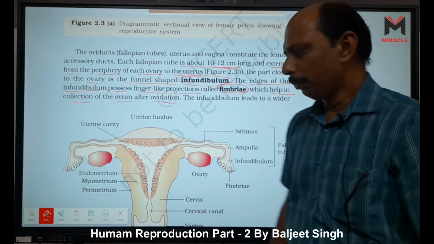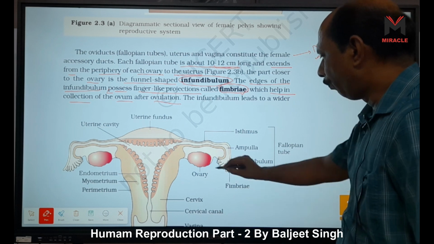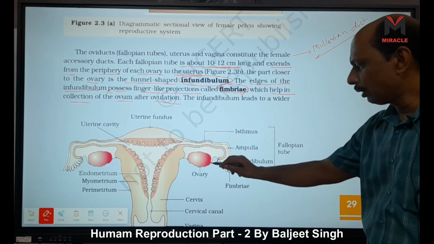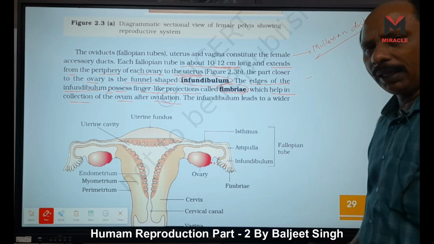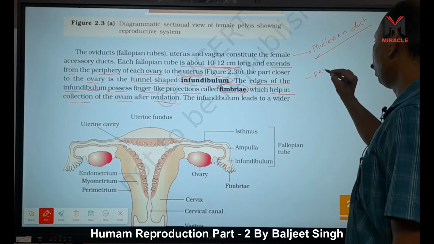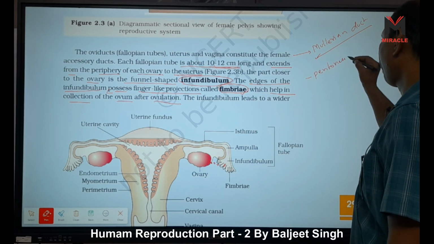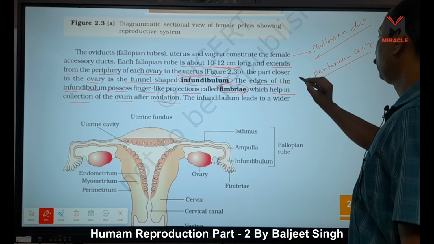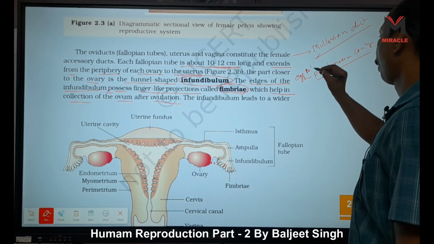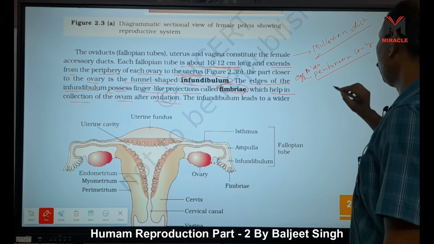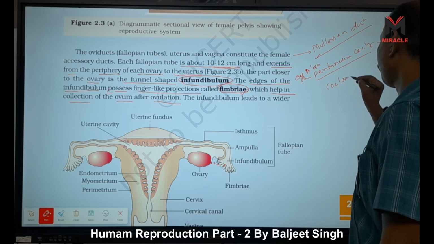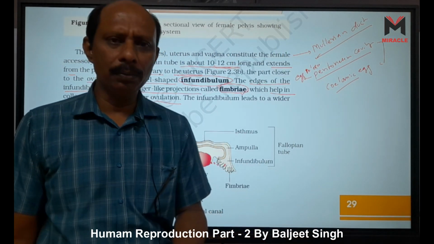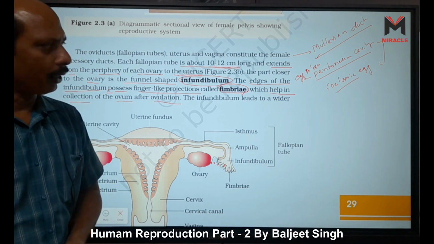Because look here, this is the ovary. When the egg is released, this egg is released into the peritoneal cavity. So this egg is called a coelomic egg, because it is released directly into the coelom cavity, or we can say it is inside the peritoneal cavity. So it is called a coelomic egg.